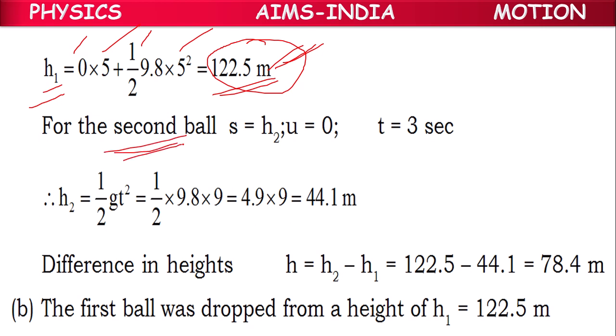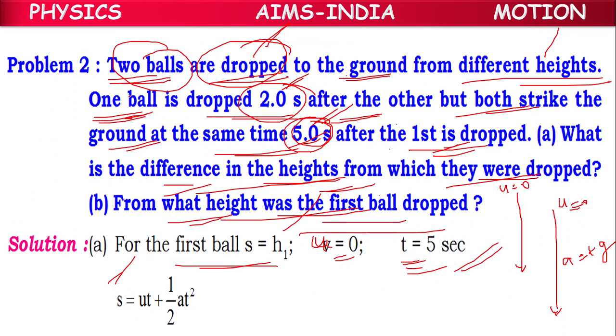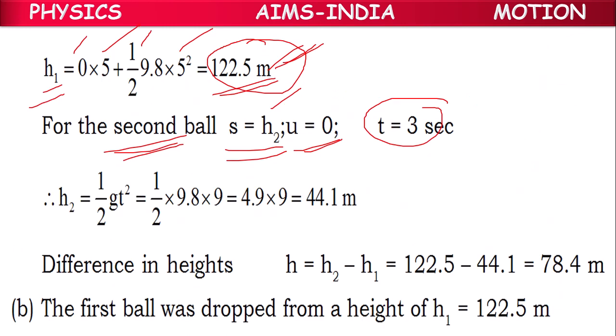For the second ball, let the height be h2. Initial velocity is 0. But here, one ball is dropped 2 seconds after the other. But both of them reached at 5 seconds. Means the second one has taken only 3 seconds to reach the ground.